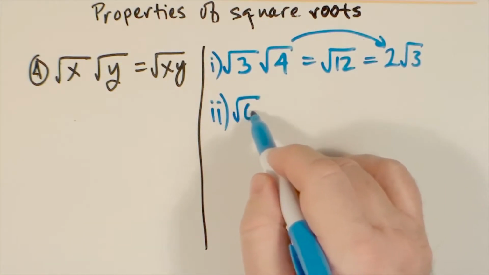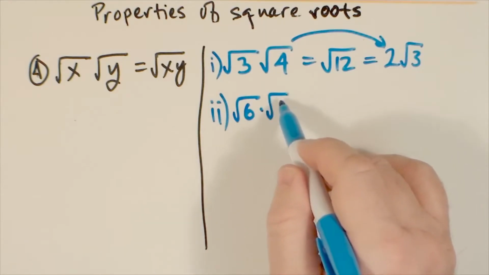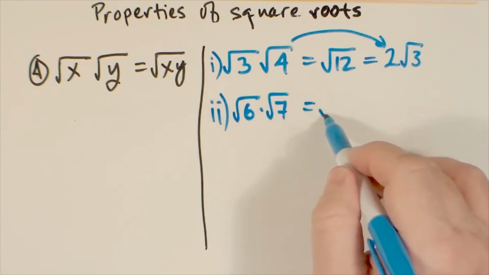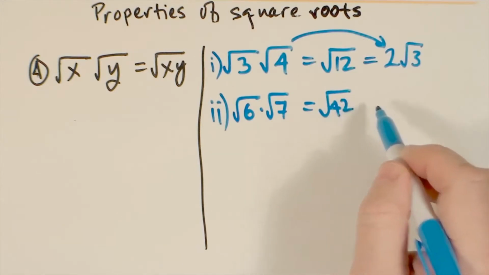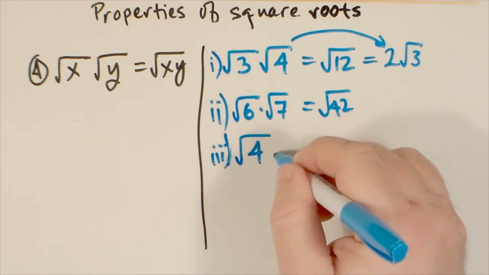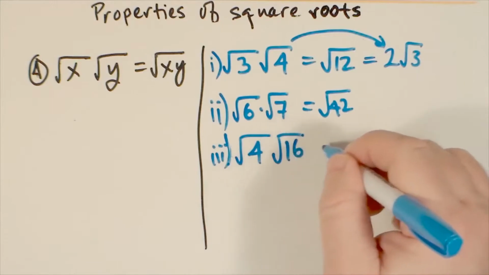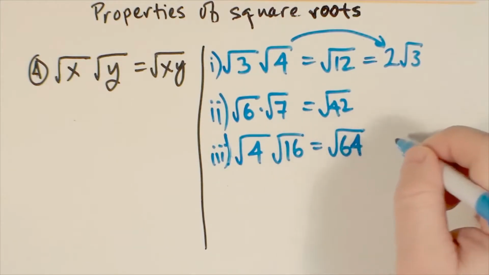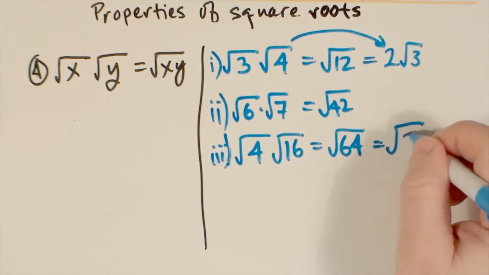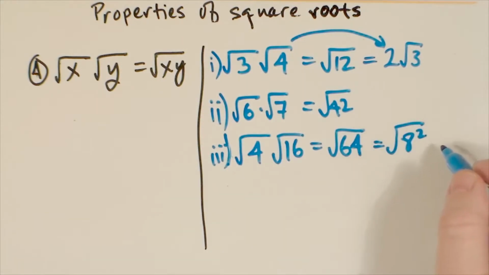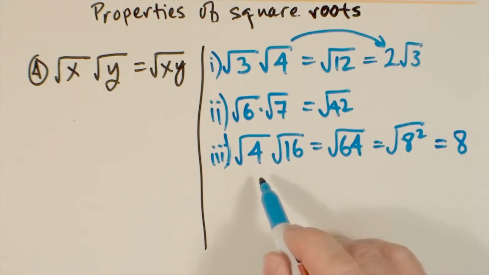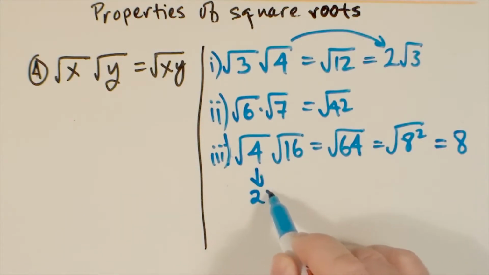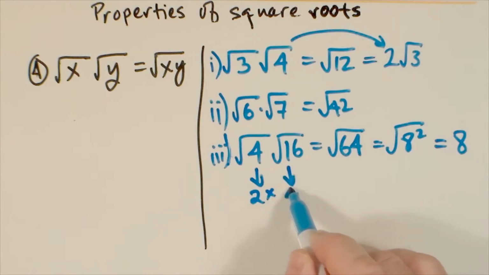How about root 6 times root 7? Well, root 6 times root 7 is root 42, and you can't really simplify that. How about root 4 times root 16? Well, that makes root 64, and that turns out to be root 8 squared, which is just 8. But of course, you could also figure out that root 4 is 2, and multiply by the root of 16, which is 4, and 2 times 4 would be 8 as well.